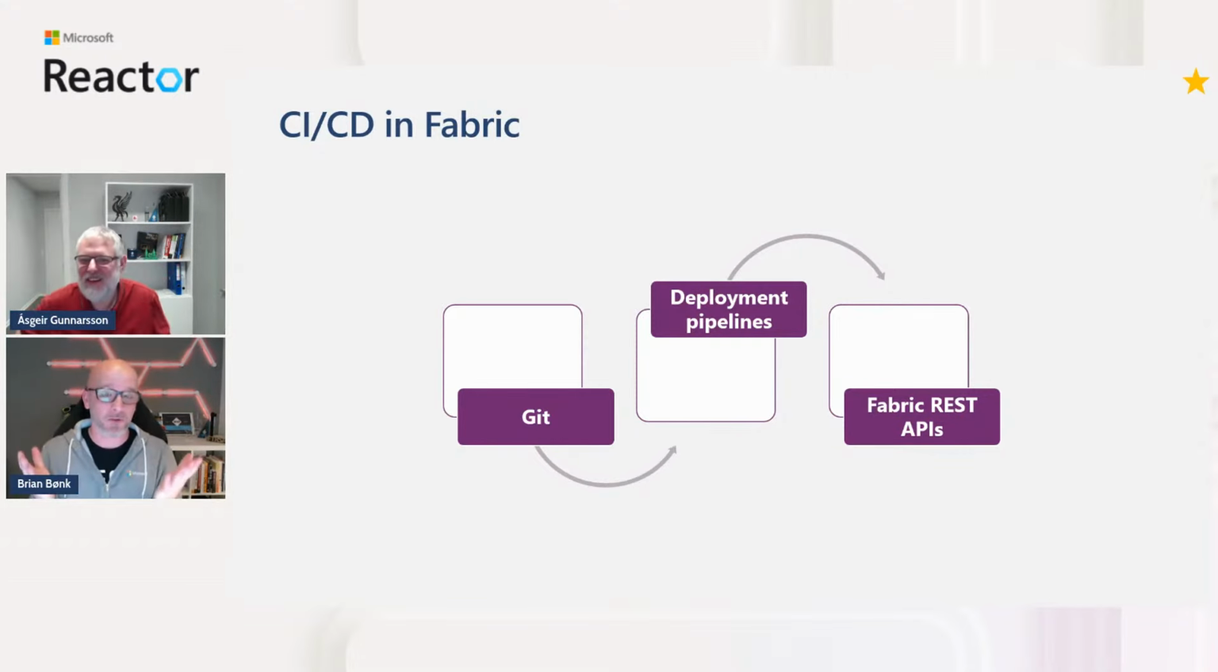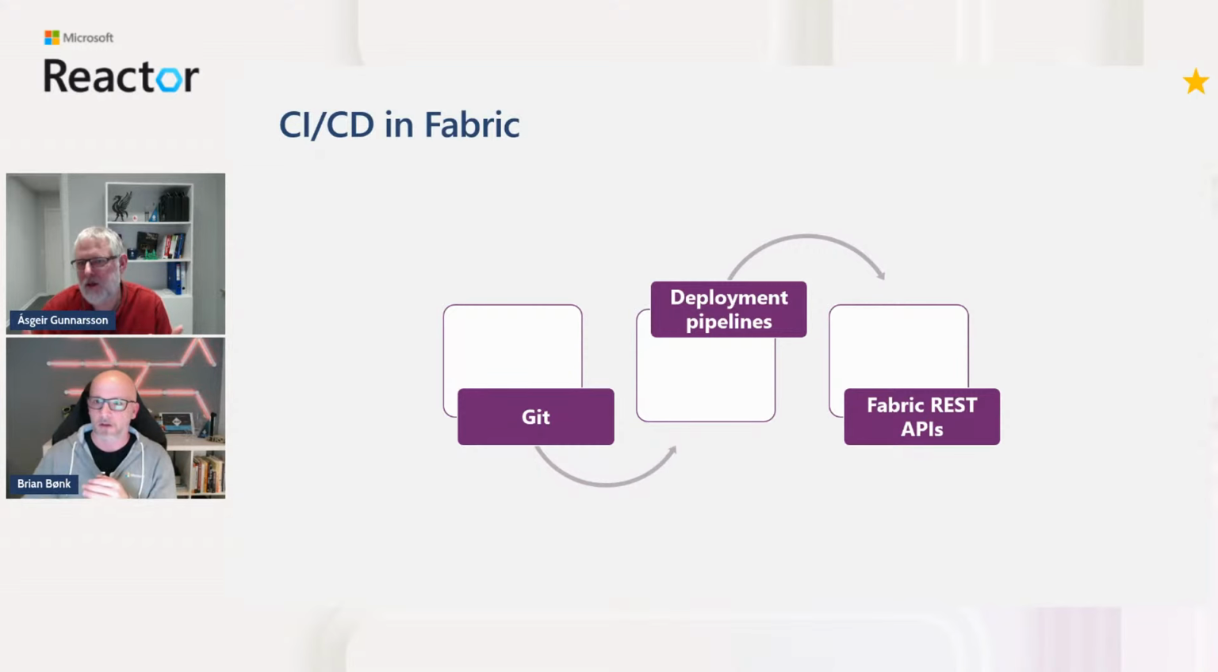And as you also talked about, we have CI/CD in Fabric. We have Git integration with both GitHub and DevOps. We have deployment pipelines, which you might know from Power BI. And if you want to do everything yourself in PowerShell, .NET or wherever you are, we also have all the Fabric REST APIs, which can do the same thing.